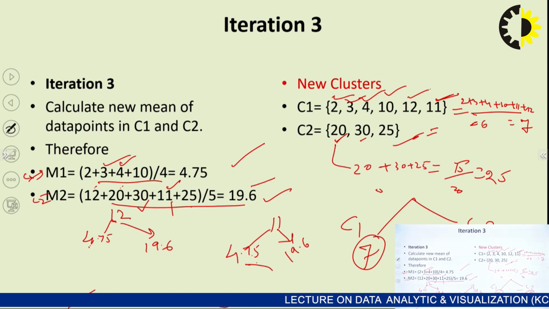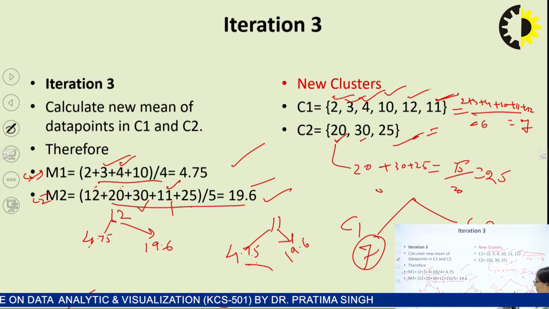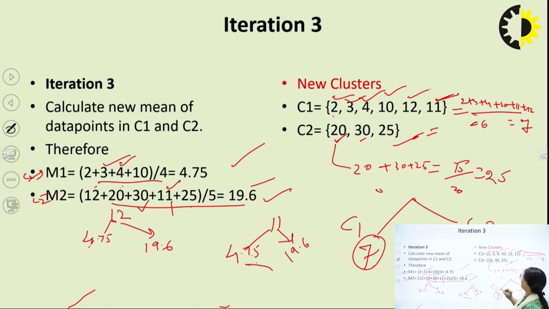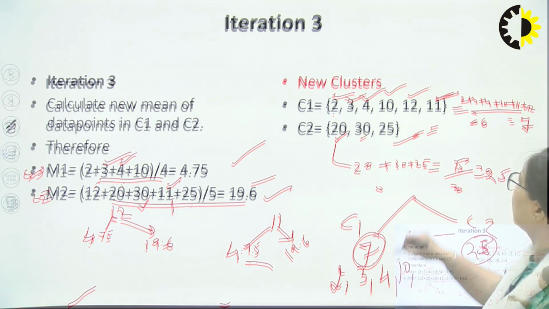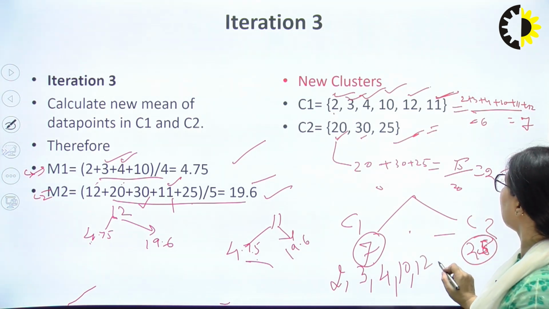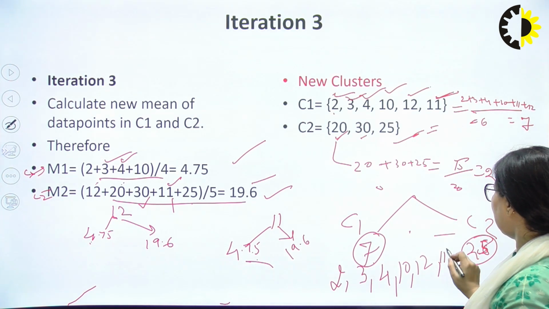Still there is a change of party happening. So we will again go for the next iteration and find the clusters according to 7 and 25. Now let's start again. 2 and 7. If you compare the distance between 2 and 7, and 2 and 25, no doubt 2 will come in this party only. 3 and 7, 3 and 25, no doubt 3 will come in this party only. 4 and 7, 4 and 25, no doubt 4 will come in this party only. 10 and 7, 10 and 25, 10 will come in this party only. 12 and 7, 12 and 25, 12 will come in this party only. 11 and 7, 11 and 25, 11 will come in this party only.